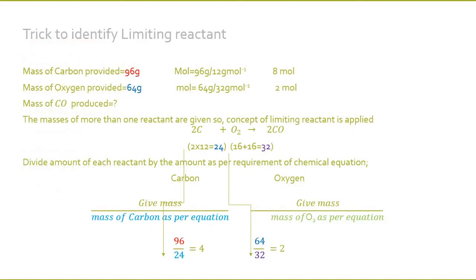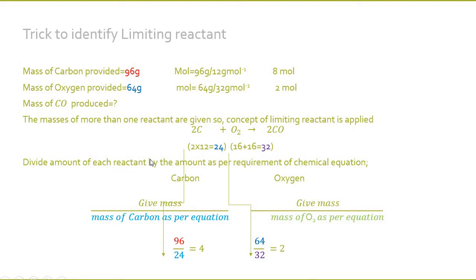Now the trick. Mass of carbon provided is 96 gram, mass of oxygen provided is 64 gram, and mass of CO produced is to be determined. Here, check that the masses of more than one reactant are given, so the concept of limiting reactant is applied. See the chemical equation. This equation shows that 2C reacts with O2. 2C means if masses are calculated, 24 grams, and O2 means 32 gram.